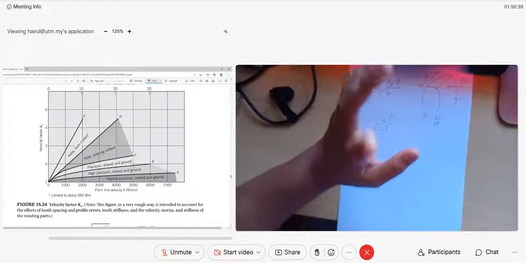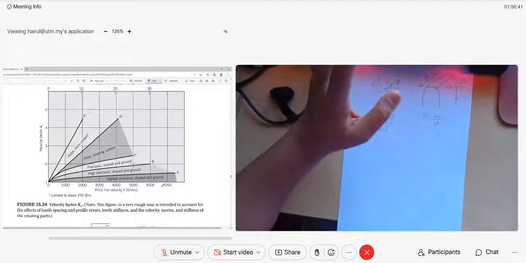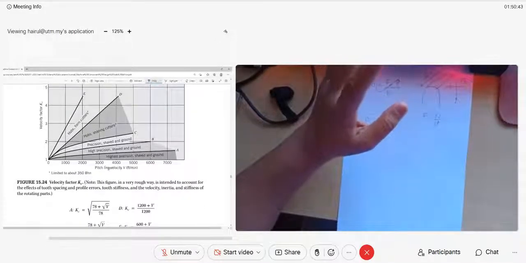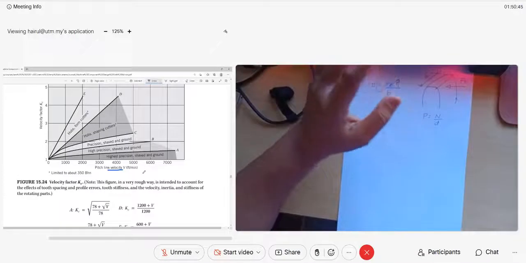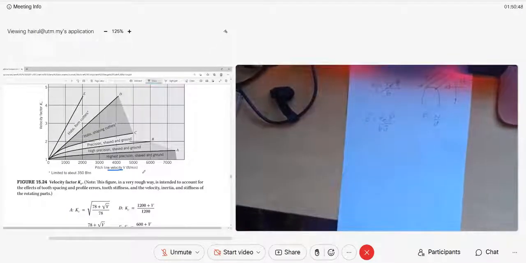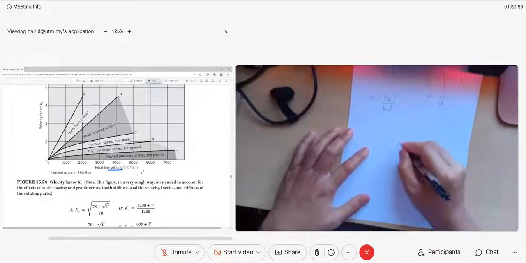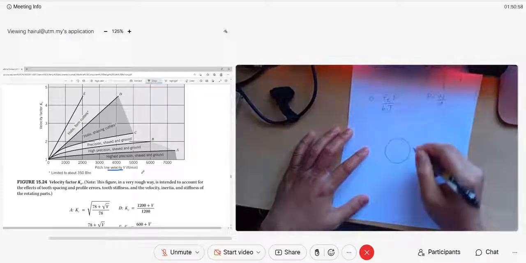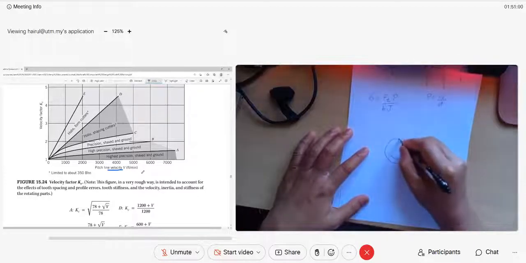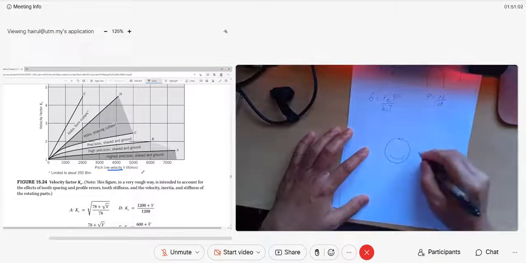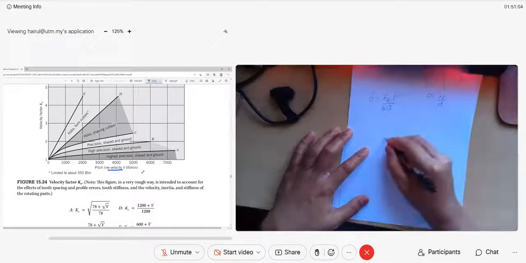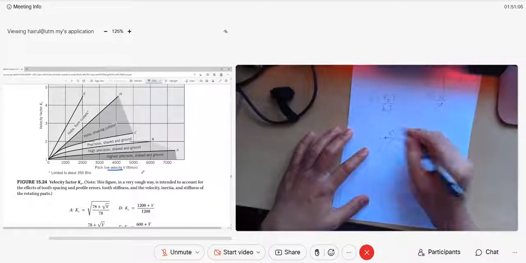This will affect how you get your Kv. First, your x-axis is your pitch line velocity. Remember what the pitch line velocity of your gear is? You can get your V here, right, guys? So what is your class? Are you watching my live video? The gear is rotating like this. This is your gear, and this is your N.